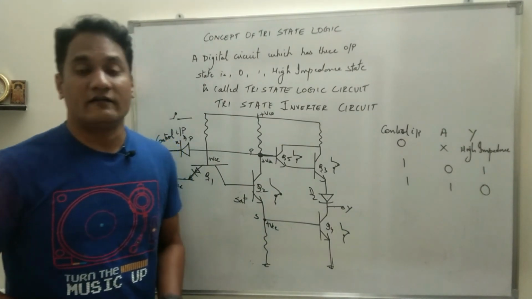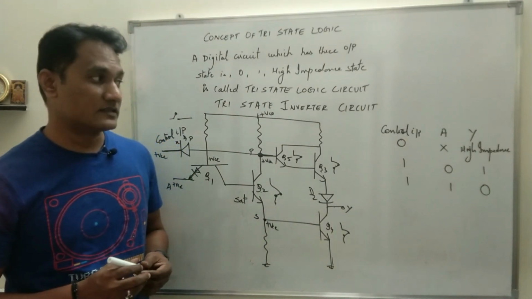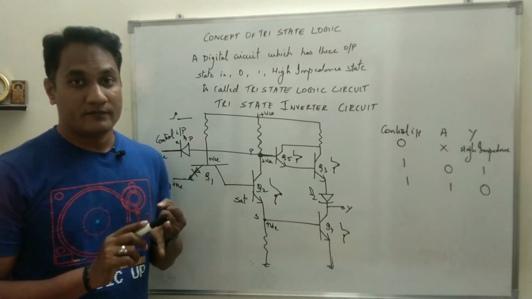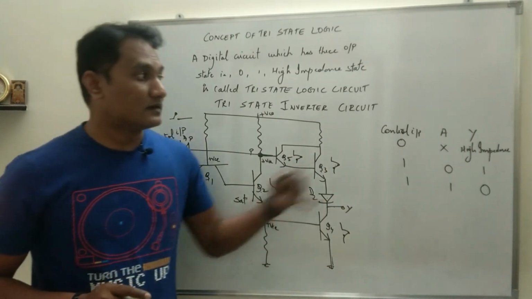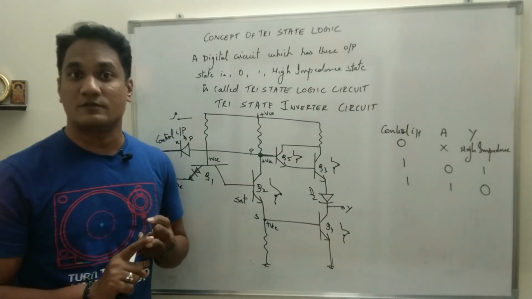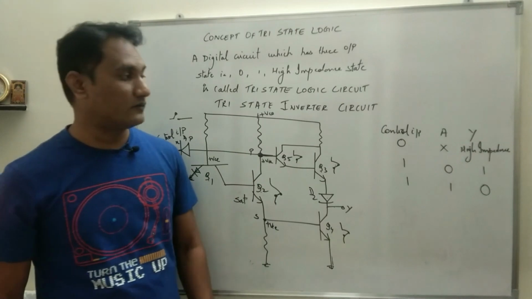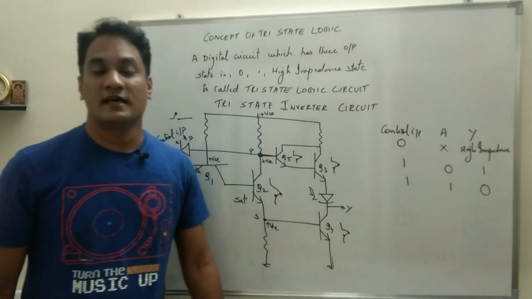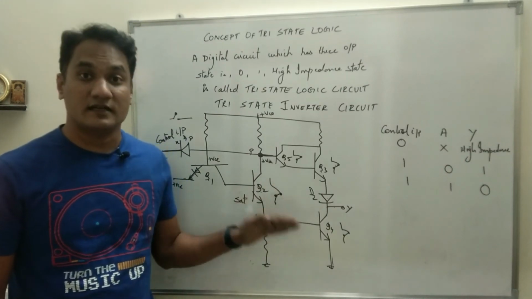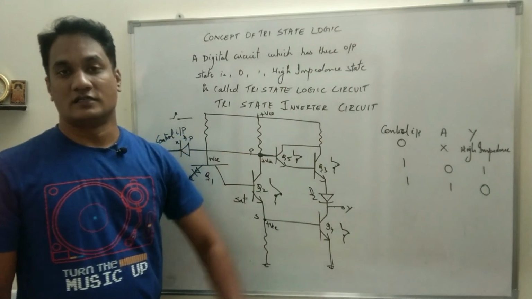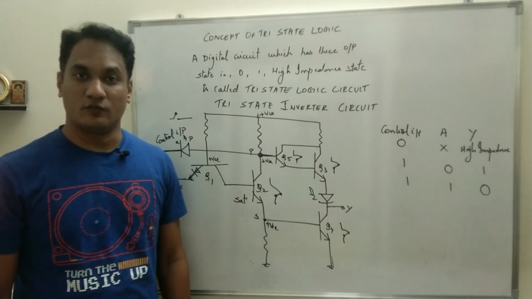So now we have a circuit where we have three outputs, 0 and 1, and a third state called high impedance state, where the output is effectively disconnected irrespective of whatever be the condition at the input. That state is called high impedance state, and the circuit which works like this is called a tri-state logic circuit. I hope you have understood.